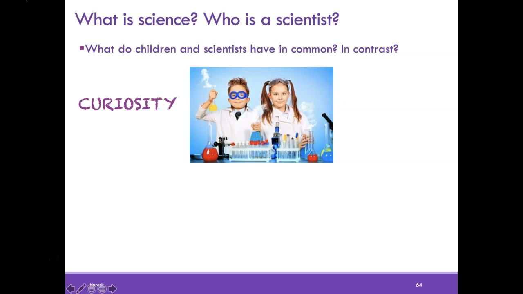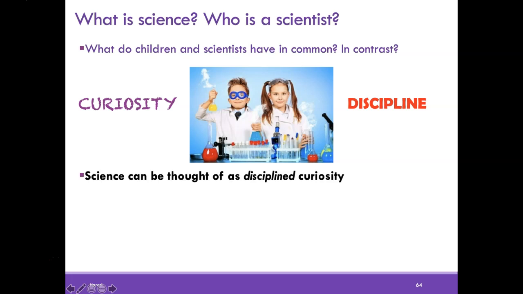Something that they have in contrast is discipline, right? Both scientists and children are fascinated by the world around them and want to touch everything and investigate it and ask a lot of questions. Kids are just less disciplined about it. So the scientific method and science is basically disciplined curiosity.